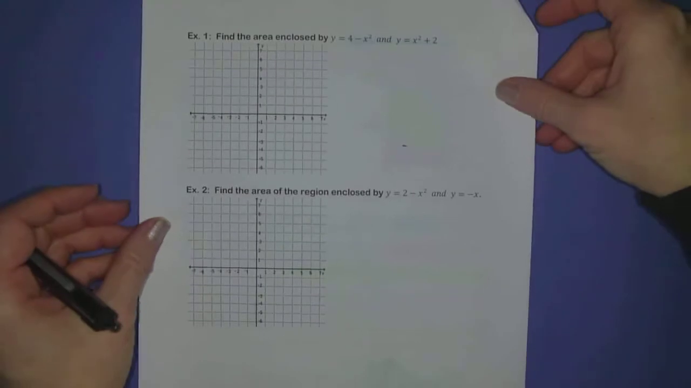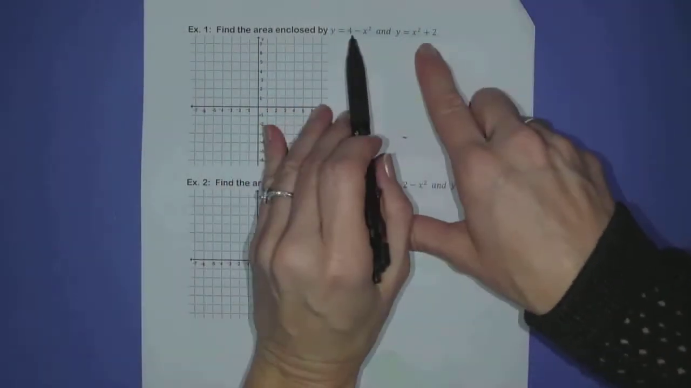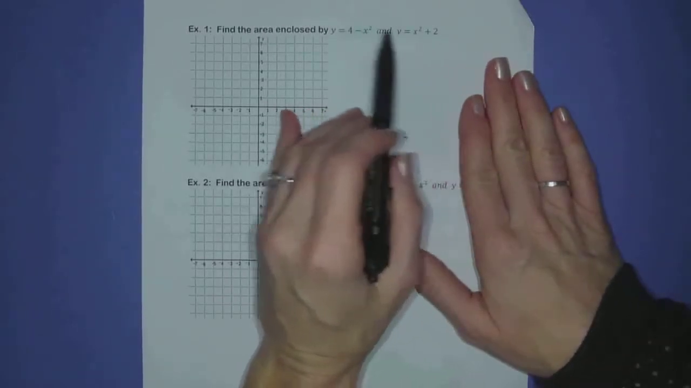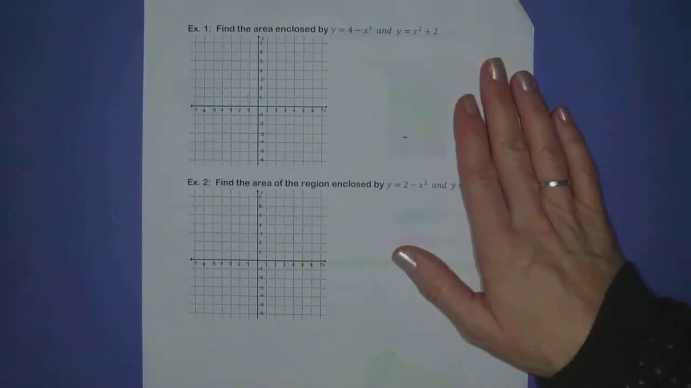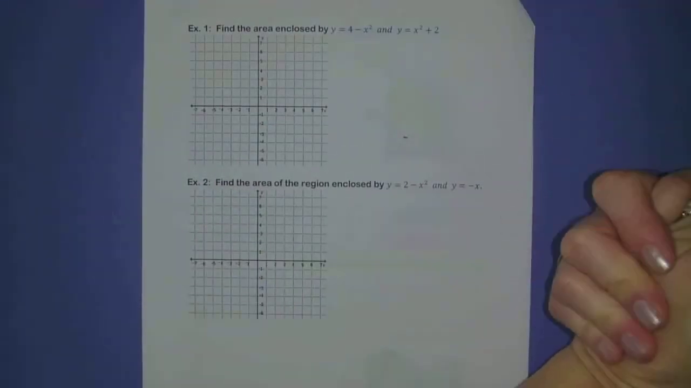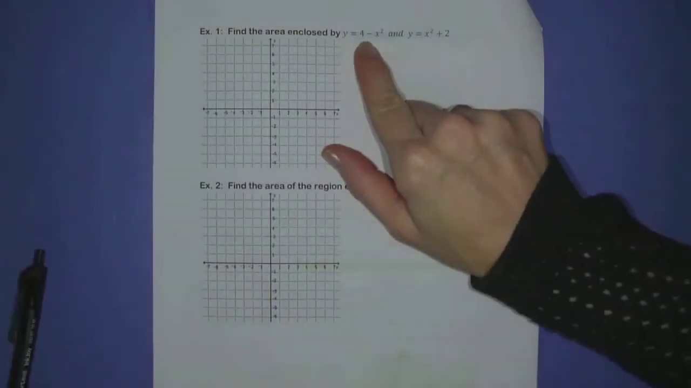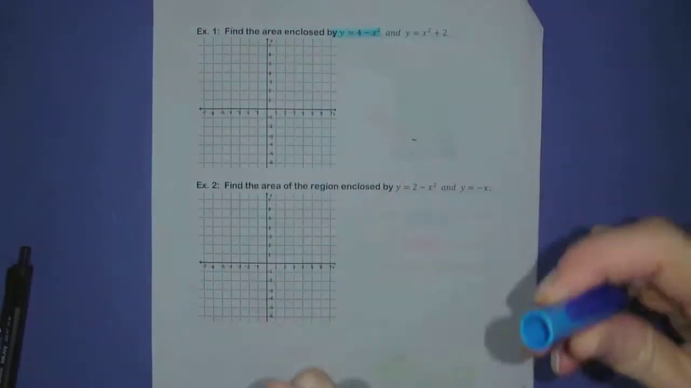So example 1 says, find the area enclosed by, and they give me 2 functions. So we're going to graph these 2 quadratics. We'll shade in the area trapped between them, and then we'll integrate top minus bottom to find the area. Okay, so y equals, let's start with 4 minus x squared.